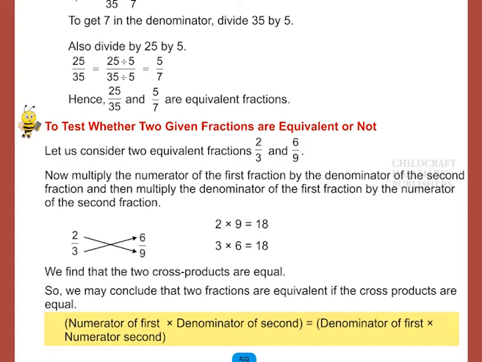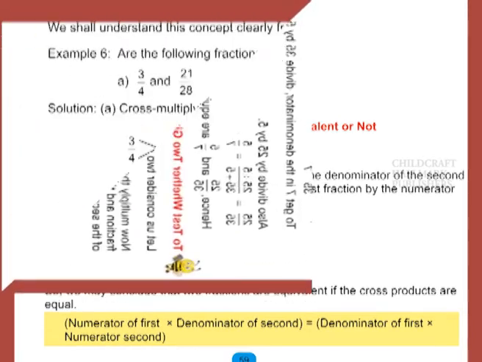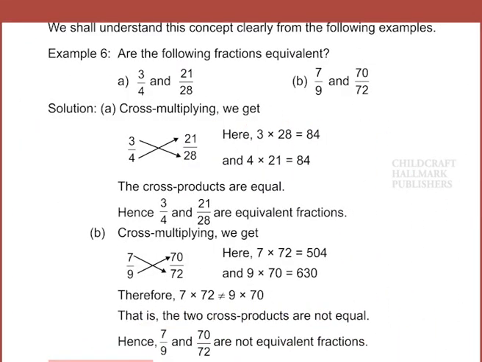We find that the two cross products are equal. So, we may conclude that two fractions are equivalent if the cross products are equal. Numerator of first into denominator of second is equal to denominator of first into numerator of second. We shall understand this concept clearly from the following examples.